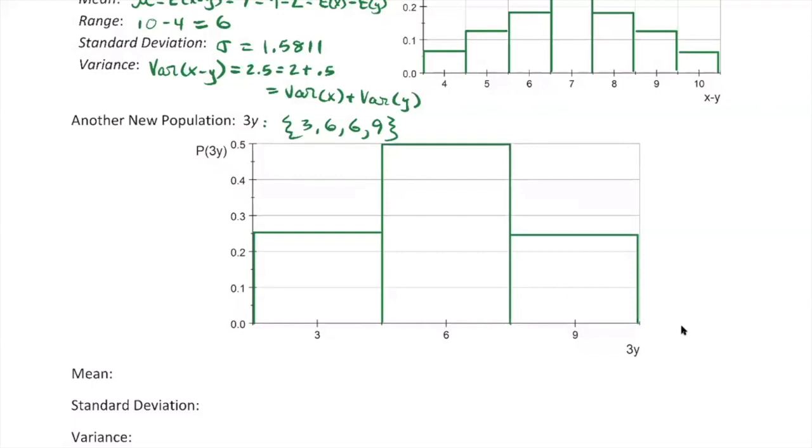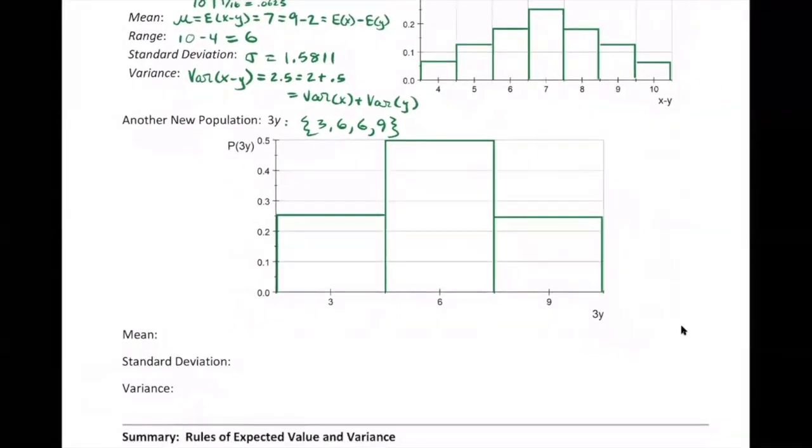Like that. We can see the mean. So for the mean, this would be mu, and that's going to be the expected value of 3y, which is 12. Nope, sorry, it was 6.